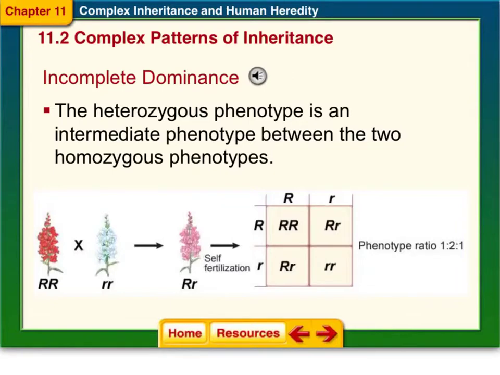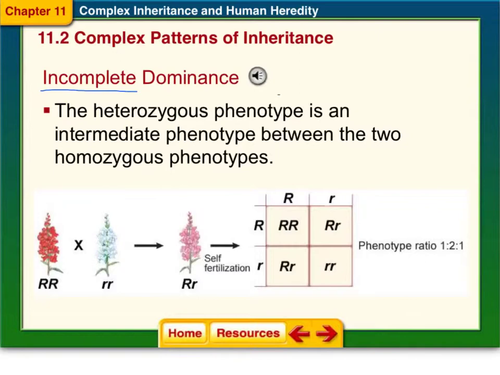The first pattern of inheritance we are going to be learning about today is incomplete dominance. Last class, we learned about how a dominant trait completely covers up the recessive trait. In this case, that dominance is incomplete. It only partially covers up that recessive trait. Here's what I mean by that.